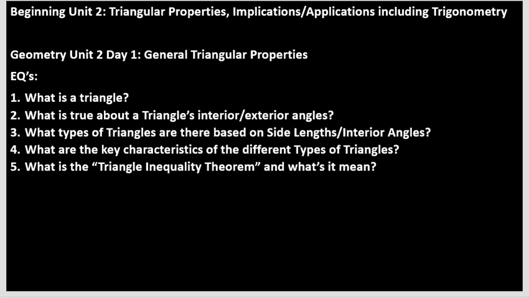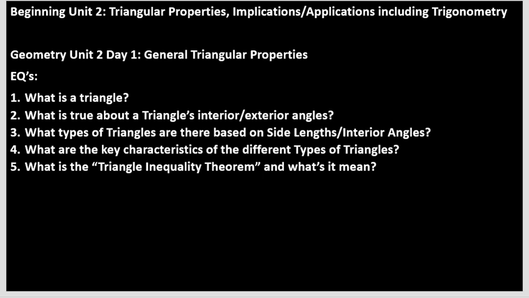All right, so here's our EQs. What's a triangle? Answered that. It's a polygon with three vertices and 3 linear sides. Its interior angles add to 180 degrees. Its exterior angles add to 360 degrees. And we'll notice something about other polygons in that respect later on. What types of triangles are there based on the side lengths? You've got equilateral, scalene and isosceles. What about based on the interior angles? You have equiangular, acute, obtuse, and right triangles.